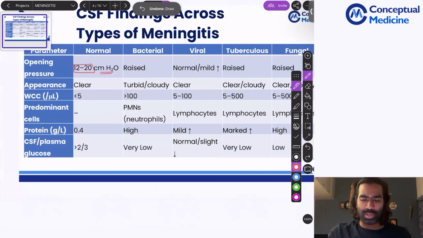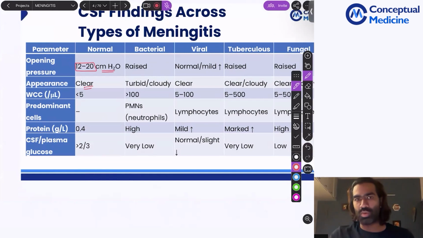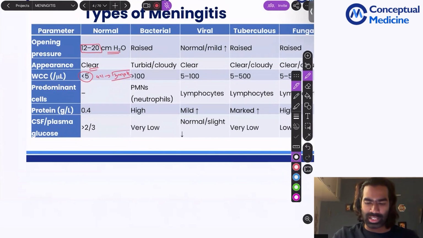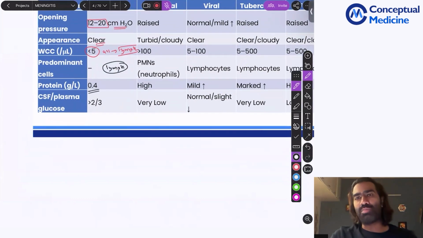So CSF is supposed to be clear because 99% of CSF is water only. The number of WBCs must be less than 5 and all of them must be lymphocytes. There should not be any neutrophils or macrophages. And the predominant cells, as I said, must be lymphocytes only. Protein is approximately 0.4 grams per deciliter or grams per liter, or you can say 40 milligrams per deciliter. And generally, when it comes to glucose, you always have to compare the CSF to plasma glucose. That's very important.